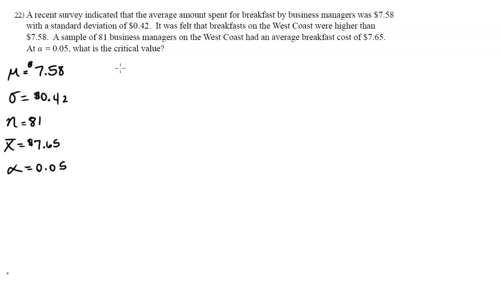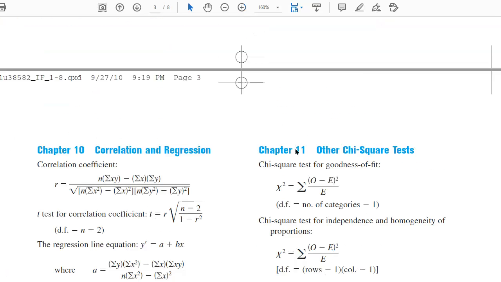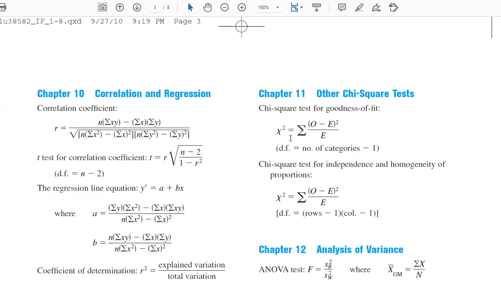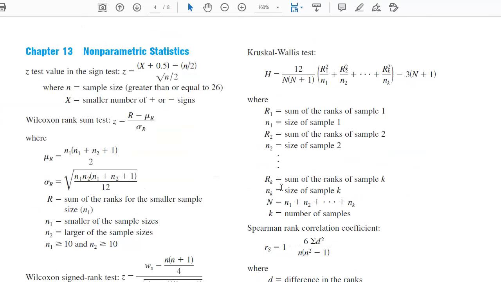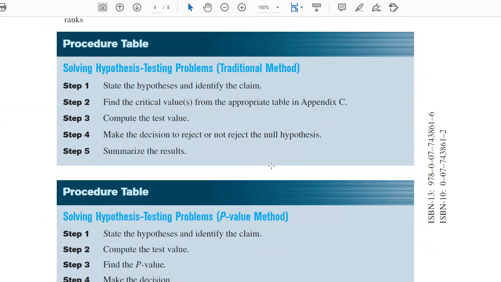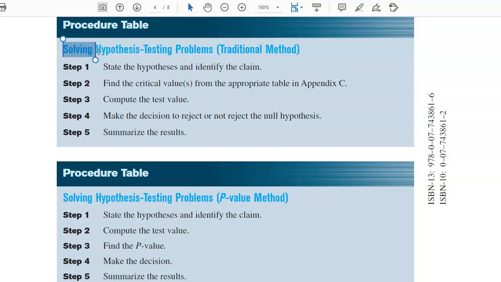So even though we're asked for the critical value, let's go through the first two steps of the hypothesis testing process. When I say that process, I'm talking about the procedure table on your formula sheet for solving hypothesis testing problems the traditional method. Step 1, state the hypotheses and identify the claim. Step 2, find the critical values from the appropriate table. That's what we're doing in this question.